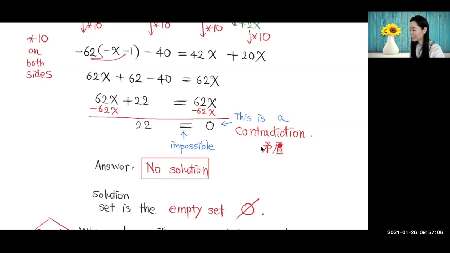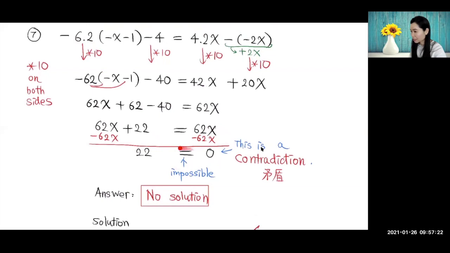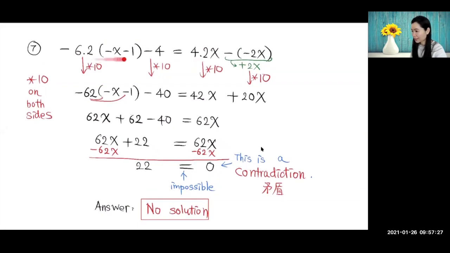So in Chinese, we call that the sword and the shield. So impossible, okay? Now notice that this contradiction equation comes from this original equation. So they're equivalent. If this is impossible, then this original equation here will be impossible, so we will have no solution.